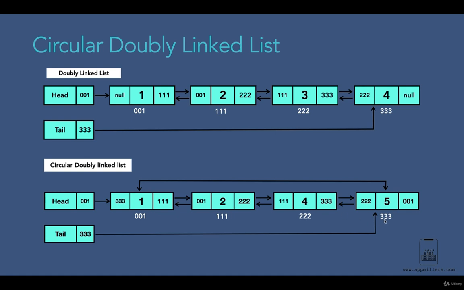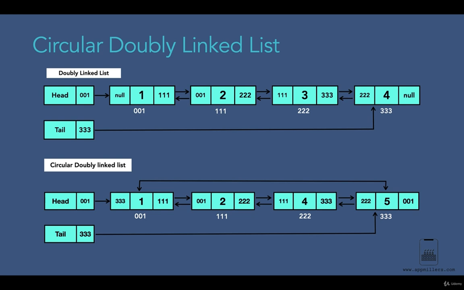Now here you can easily see that the physical location of the last node is 333, and in the previous reference of the first node we have 333. And similarly, the physical location of the first node is 001, and the next reference of the last node points to this 001. So here we have 001 in the next reference of the last node. Now we have quickly reviewed how a double linked list differs from circle double linked list. Okay, let's continue to learn circle double linked list in depth.